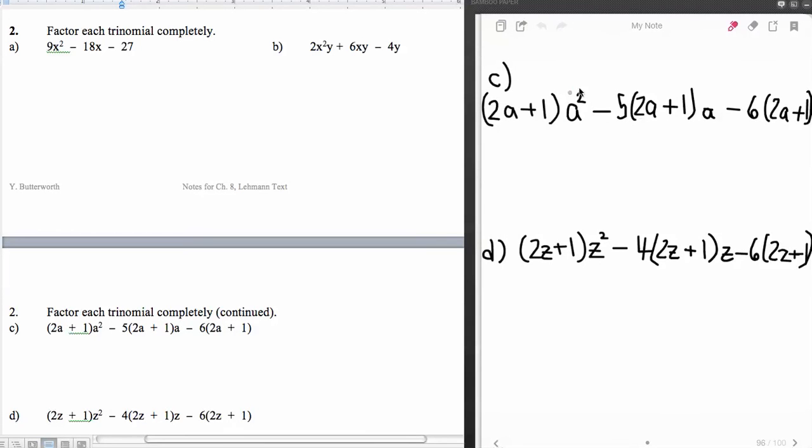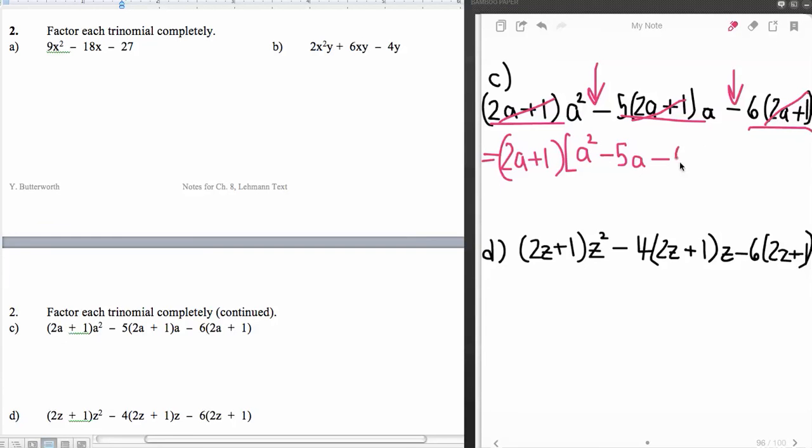Part C, we got one of those binomial GCFs, right? We see this as an addition or subtraction that separates these 3 terms, and in those 3 terms I see 2a plus 1 used in every single one, so that's the GCF. So I write it down, and then when I take it out here I'm left with an a squared, minus when I take it out here I'm left with a 5 and an a, and then when I take it out from the last term I'm left with a 6.